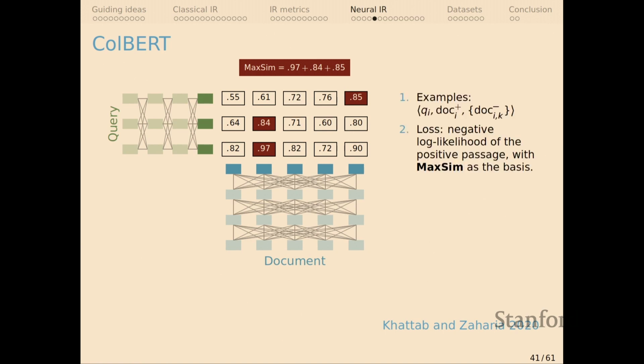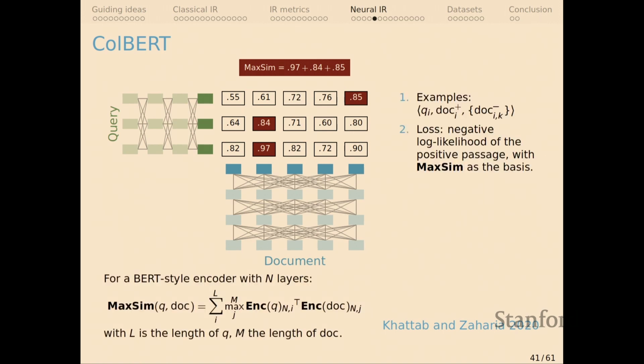Examples are as before, losses as before, and I wrote down here what we would think of as the comp function, and I wrote it as MaxSim. For a query and a document, you sum over all the query tokens, and you get the max matching document token.